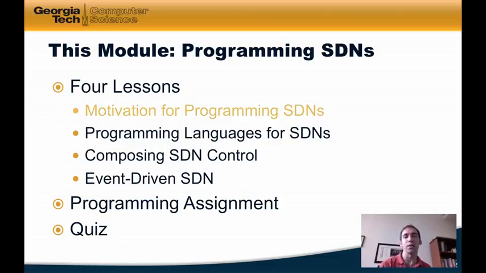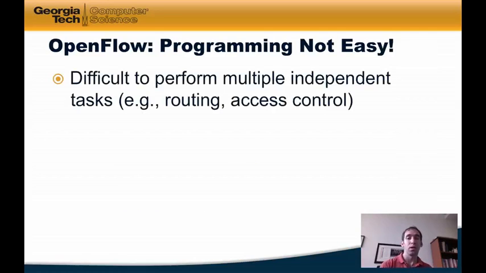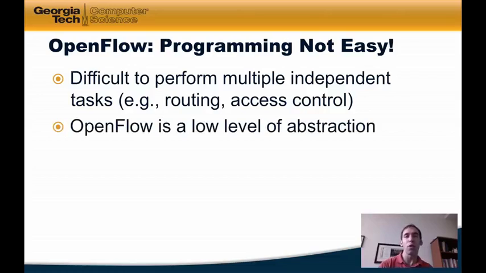Let's jump in and start talking about the motivation for programming SDNs. It's worth recognizing that while OpenFlow makes programming networks possible, it does not make programming networks easy. It's difficult to perform multiple independent tasks using an SDN controller. For example, if you wanted to write a control program that performed routing and access control together, how do you make sure that the two independent modules don't interfere with one another or tell the switches to do things that conflict with one another?